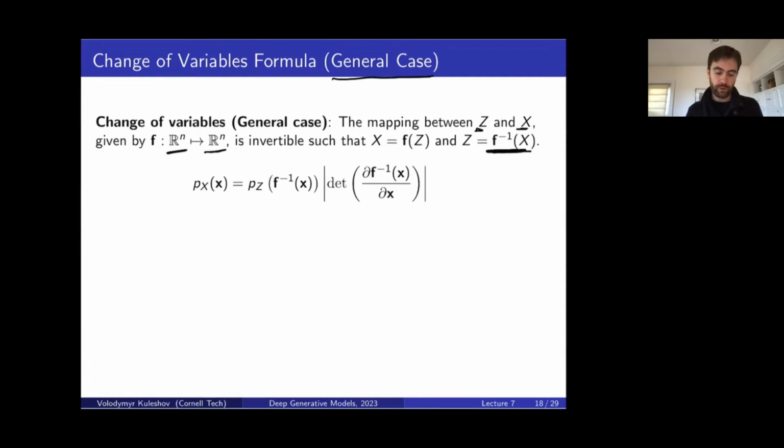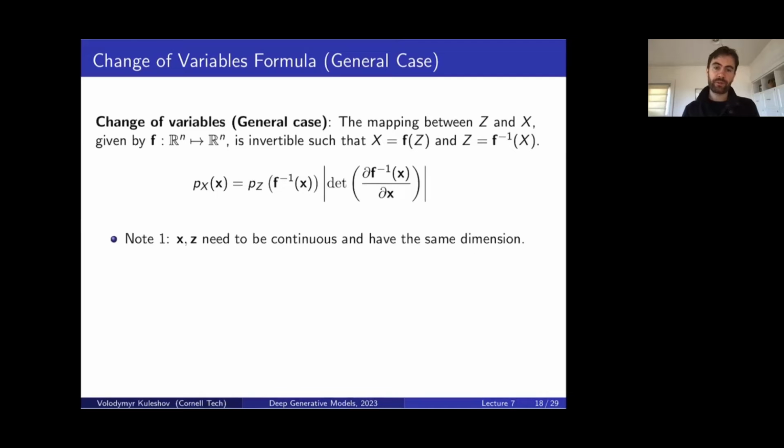And the correct formula for the density of x is going to be to first take this x here, map it to a z that's given to us by the inverse of f at x, and then we also apply this extra adjustment factor for the volume. And this gives us the correct change of variables formula in the general case. I'll make a few more observations about it.